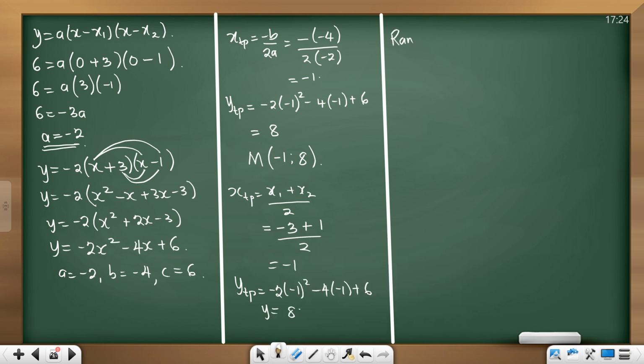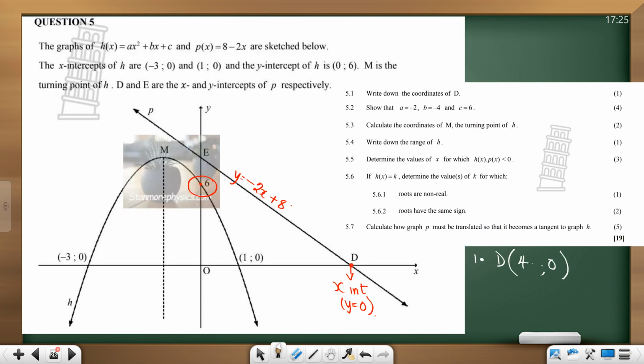Now, this is just a photocopy of the same question. y less than or equal to what? 8. We're done. Photocopy. Next question.